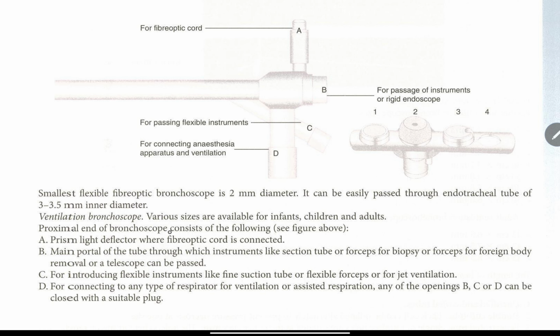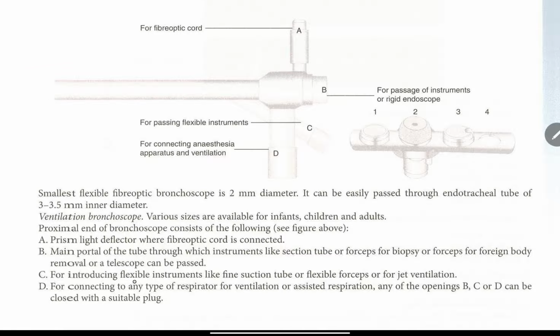Proximal end of bronchoscope consists of the following. See figure above. For fiber optic cord A, prism light deflector where fiber optic cord is connected. B. Main portal of the tube through which instruments like suction tube or forceps for biopsy or forceps for foreign body removal or a telescope can be passed for passage of instruments or rigid scope.